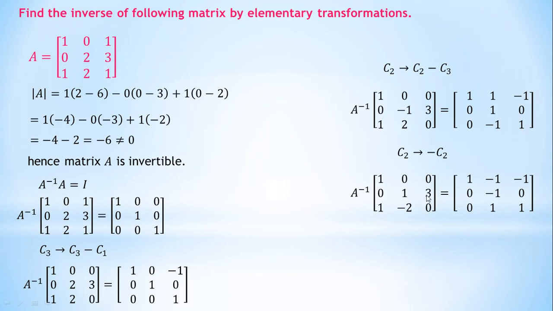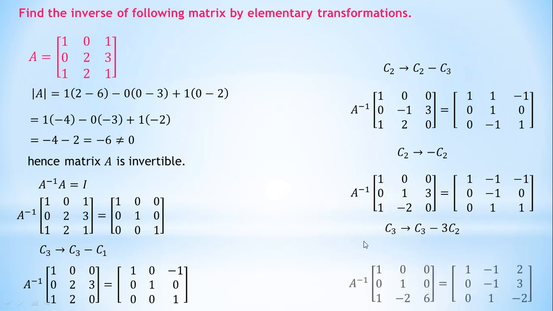So how will you get 0 in place of 3 here? We have to do 3 minus 3. So for that, we transform like this. We change column number 3 as C3 minus 3 times C2. 3 minus 3 you will get 0. Other elements remain as they are, meaning the other columns that you have not changed in this transformation stay as they are. So what will you get?